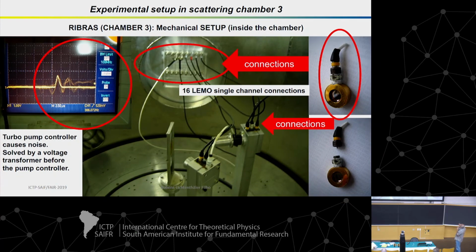This is the kind of detector that we are using, simple single silicon detectors. And these are microdot connectors that you use for the signals, and this is the kind of signal that we have. One problem that we have is the noise. Noise is a big problem. And we found out that a big part of this noise comes from the turbo pump controller. We were able to solve this by putting a transformer between the pump and the controller.